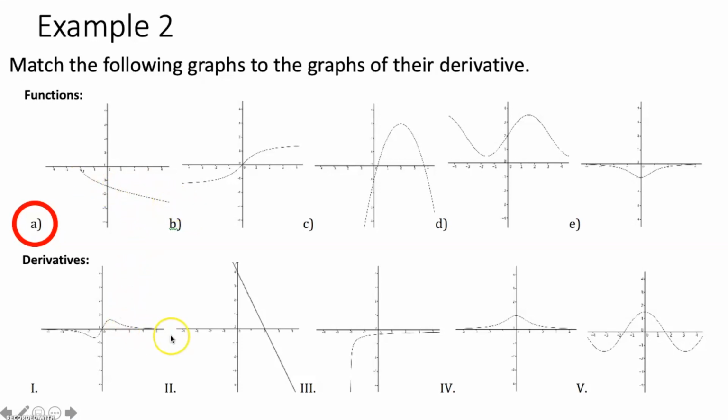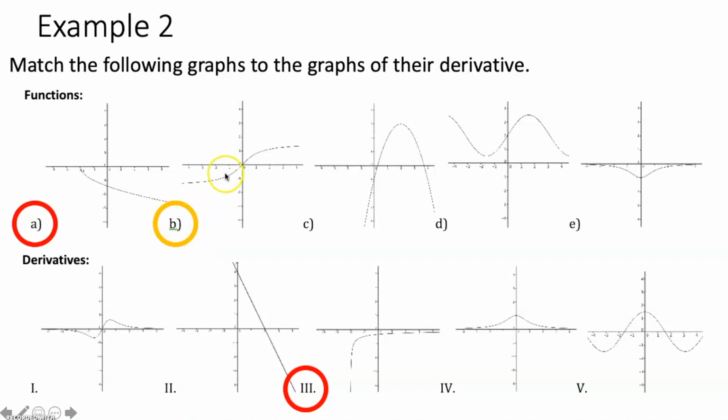So which y values down here start off very negative and stay negative the whole time? That looks like this one, right? We start off very negative, and then they get less and less negative as x increases. So we can say that the function for part A matches with the derivative number 3 down here.